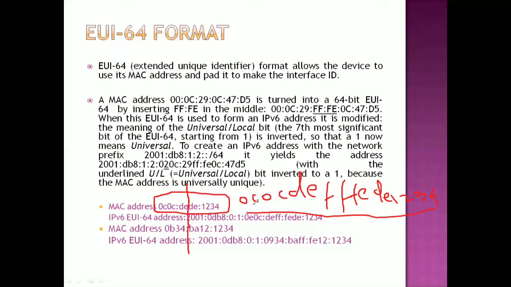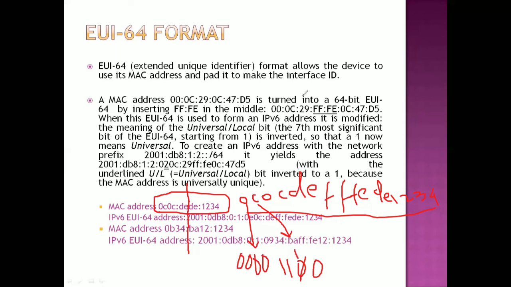But one more thing, that is the starting 7th bit will be inverted to 1. So here we have 0 and C. So converting this into binary form, 0, 0, 0 and 0. These are 4 bits. Then C means 12. So what is a 12? 12 is 1100. Now you have to toggle the 7th bit. First bit, second bit, third bit, fourth bit, fifth, sixth, and this is the 7th bit. So this 7th bit will be turned to a 1.